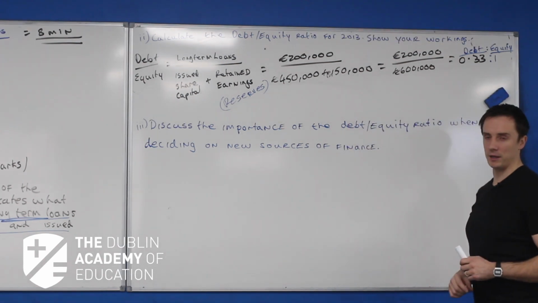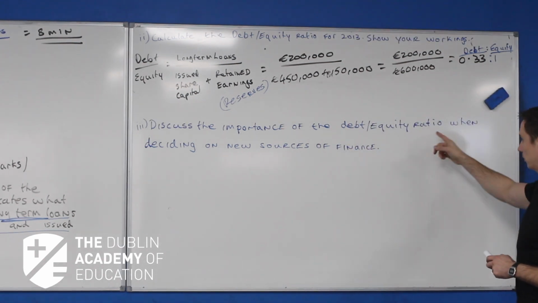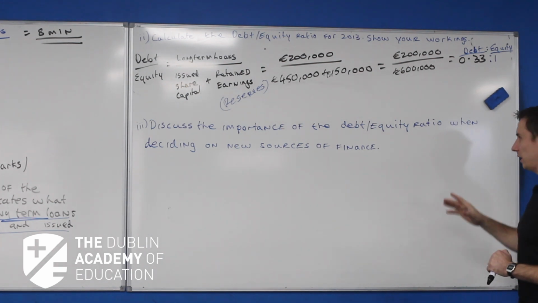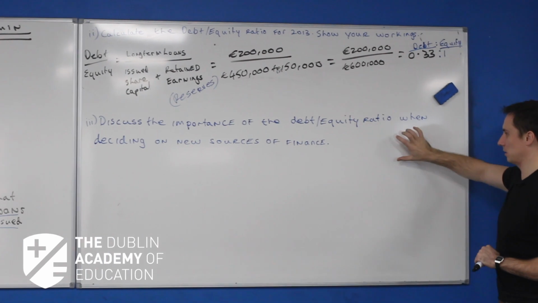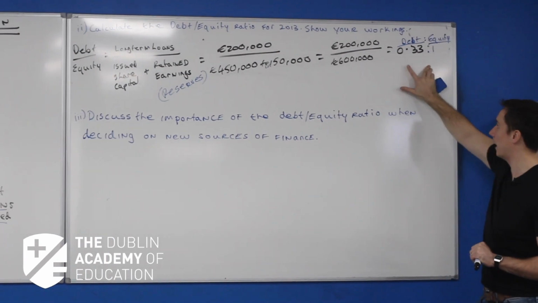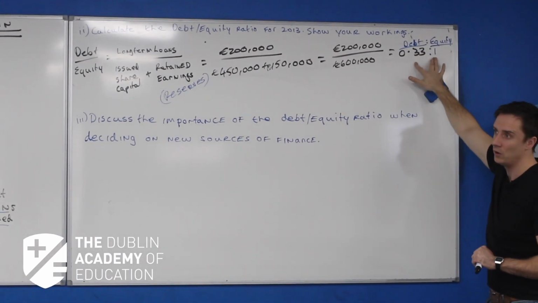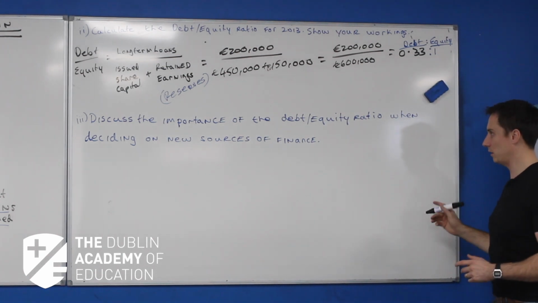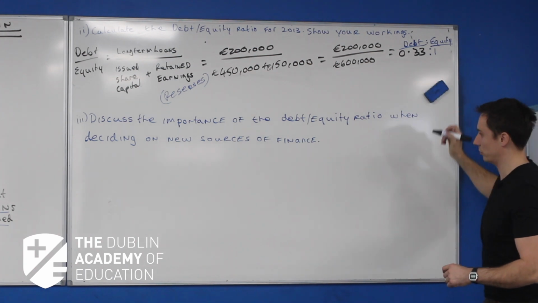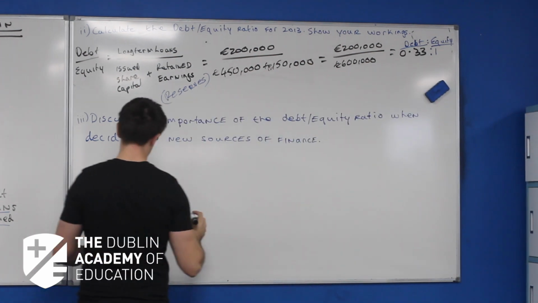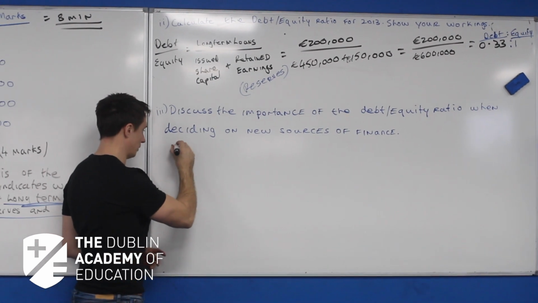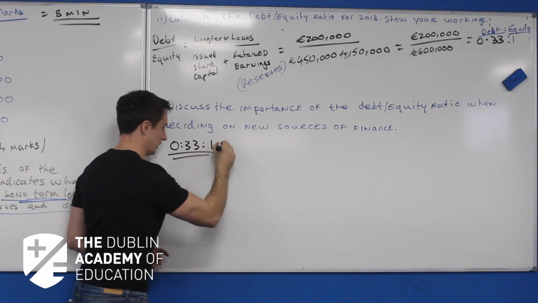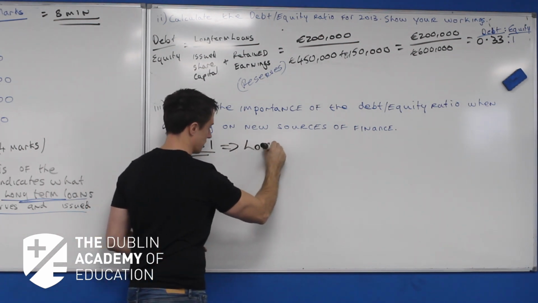Okay, so the next part of this question is they want you to discuss the importance of the debt equity ratio when deciding on a new source of finance. So really what they want you to be able to do is look at this business and say, right, we know that their debt equity ratio is 0.33 to 1. What does that mean if they want to come across a new source of finance? So the first thing you always want to spot is when it's 0.33 to 1, and I'll write up the debt equity ratio here, it's 0.33 to 1. That tells me that they are lowly geared.